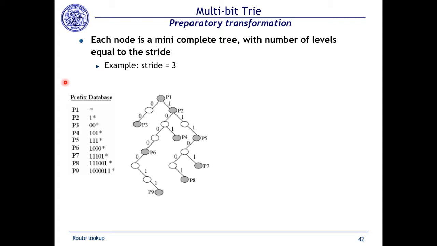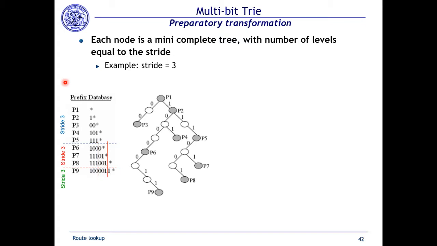So in this case, we always start with the prefix database. We start with the original trie that you see, and we decide a priori that the stride is equal to 3. This means that we will group the bits of the incoming destination address of the packet in groups of 3 bits.